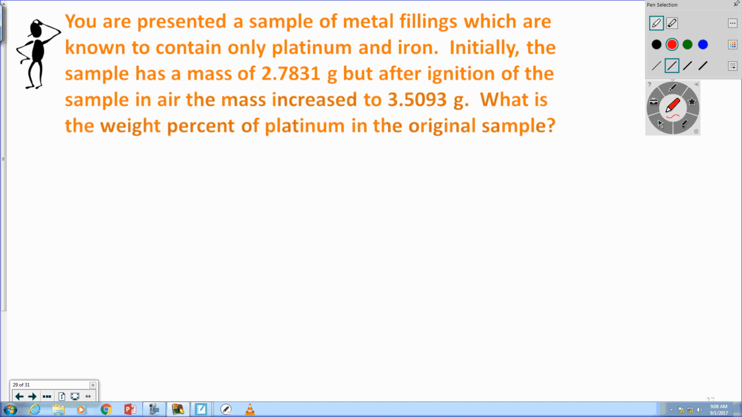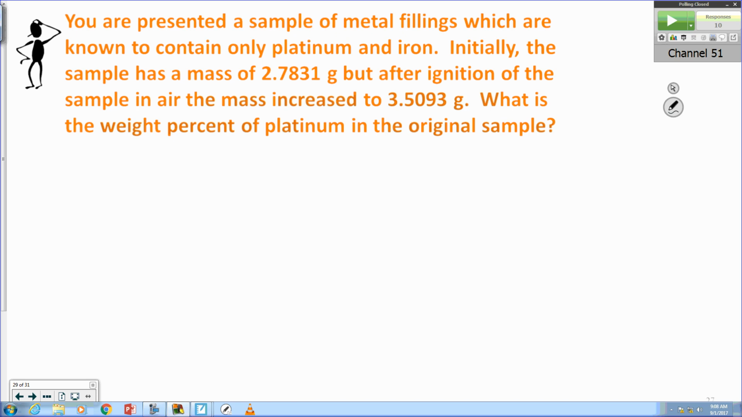So this is another one of these types of problems where we have to look at a relationship. This is an example of a gravimetric analysis. You've got an alloy that's made out of two different things, platinum and iron filings, and we've got a massive sample. We ignite the sample in the presence of air, so that means oxygen, and the mass increases by a certain mass. Now it wants us to go back and find out what's the percentage of platinum in the original sample.